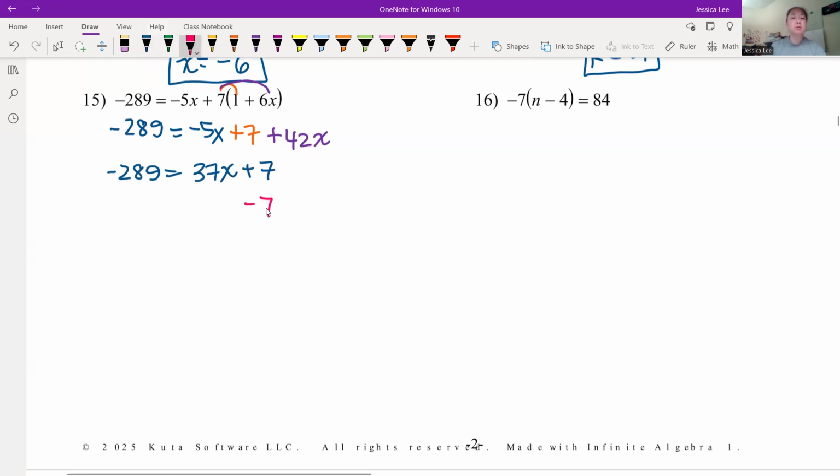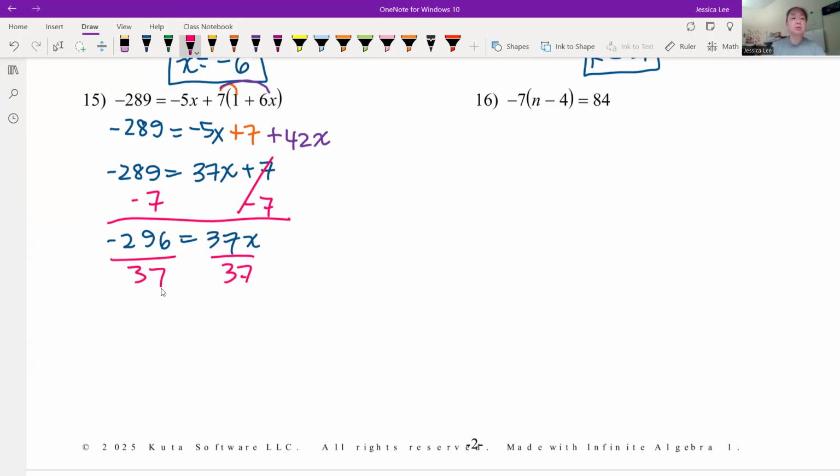Again, it's a two-step equation. I'm going to subtract 7 on both sides, and we get negative 296 is equal to 37x. Then we're going to divide by 37. You have your calculators, and we're going to get x is equal to, it's kind of like 30, so like 1, 2, 3, 4, 5, 6, 7, 8.